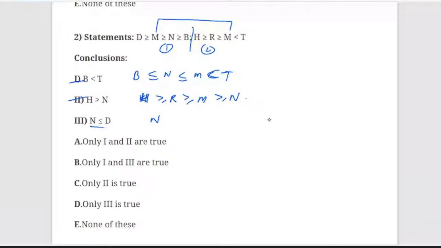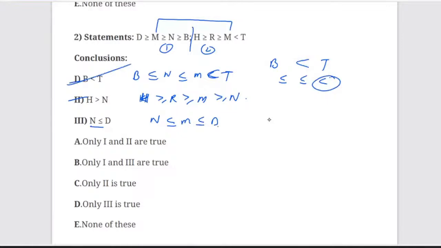Now we'll see which conclusion is true, which conclusion is wrong. So B is less than equal to N is less than equal to M, and M is less than T. So in that case, between B and T, which are the three symbols? We have less than equal to, less than equal to, and less than. So just now in the beginning, I told you that this will be the first preference always. So that means the correct answer will be B is less than T. That is true.